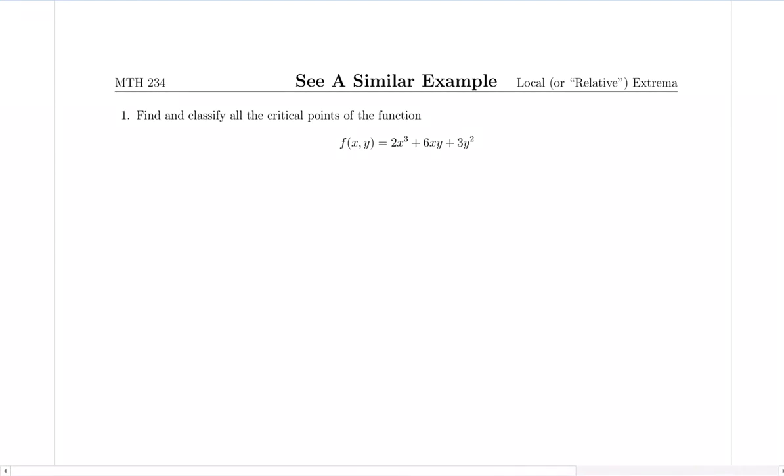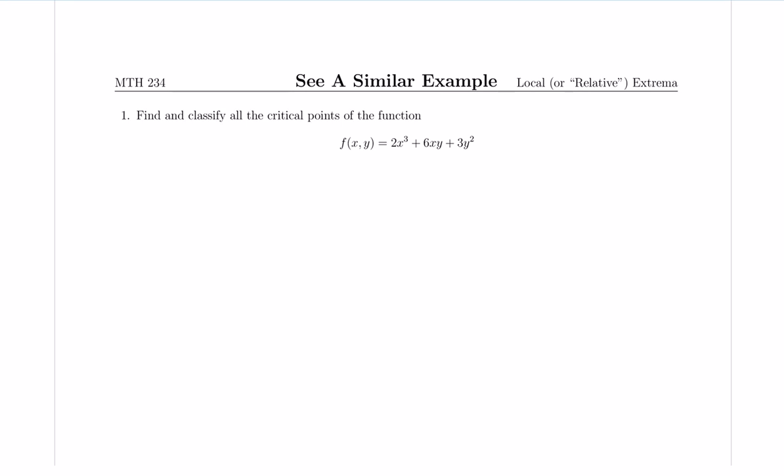In this video, we will find and classify all the critical points of a function of two variables as either local minimum, local maximum, or saddle points. So first, let's just find the critical points, and we'll worry about classifying them later.